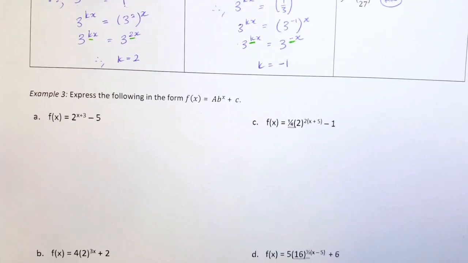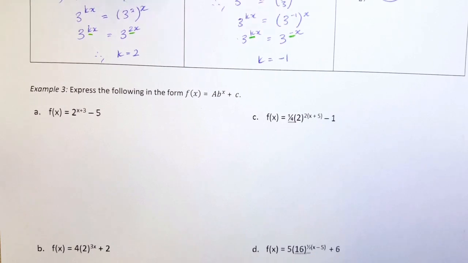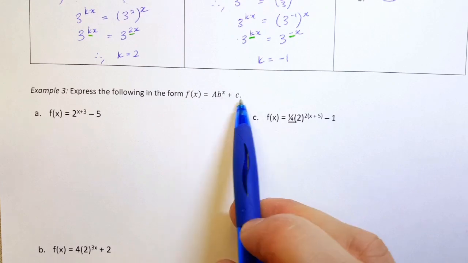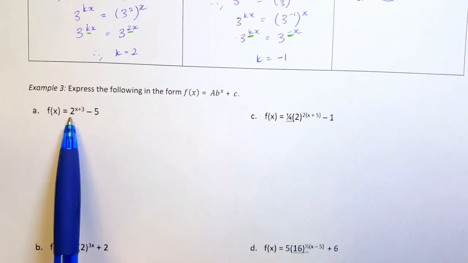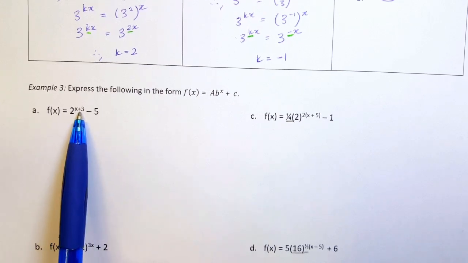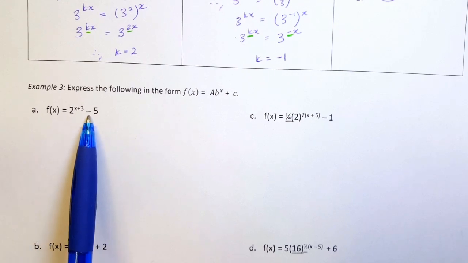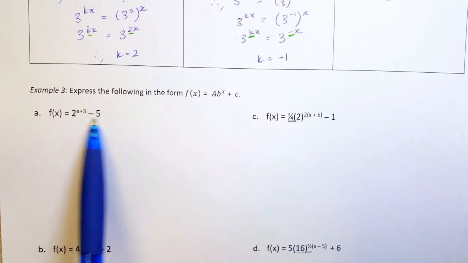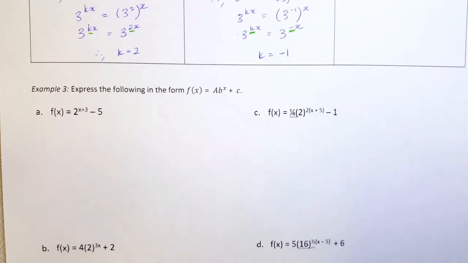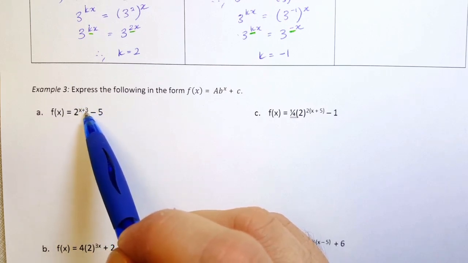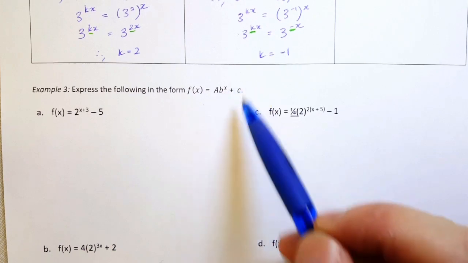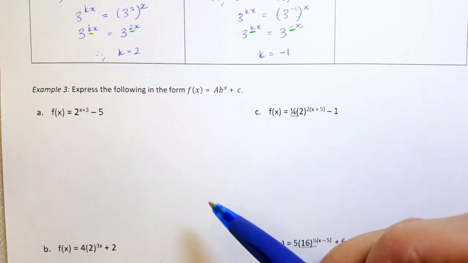Okay, looking at example 3, express the following in the form f of x is equal to a b to the power of x plus c. So again, only in terms of a vertical stretch and a vertical translation. So if I look at this function right here, I can see that I've been horizontally translated 3 units to the left, and then a vertical translation of 5 units up. Or rather, 5 units down, since it's negative. So what I'm going to do is I'm going to re-look at this, and I want to get rid of this horizontal translation, 3 units to the left, and I only want to express it in terms of a vertical stretch and a vertical translation.